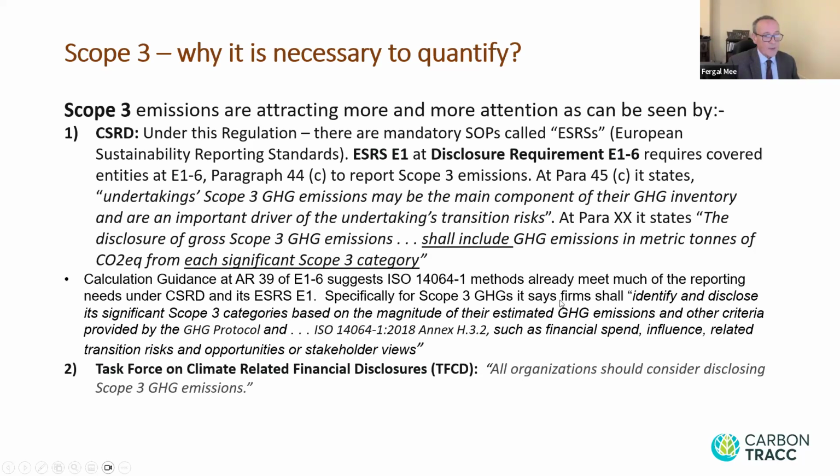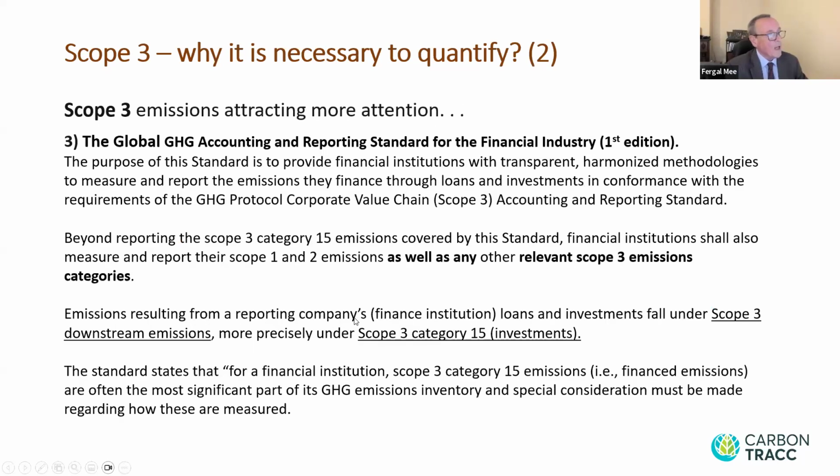Specifically for Scope 3 emissions, the CSRD says the undertaking shall identify and disclose its significant Scope 3 categories based on the magnitude of their estimated greenhouse gas emissions and other criteria provided by the Greenhouse Gas Protocol and ISO 14064 at Annex H32, such as financial spend, influence, related transition risks and opportunities, or stakeholder views. The TCFD, the Task Force on Climate-Related Financial Disclosures, tells us all organizations should consider disclosing their Scope 3 emissions. So that's quite an August group of bodies.